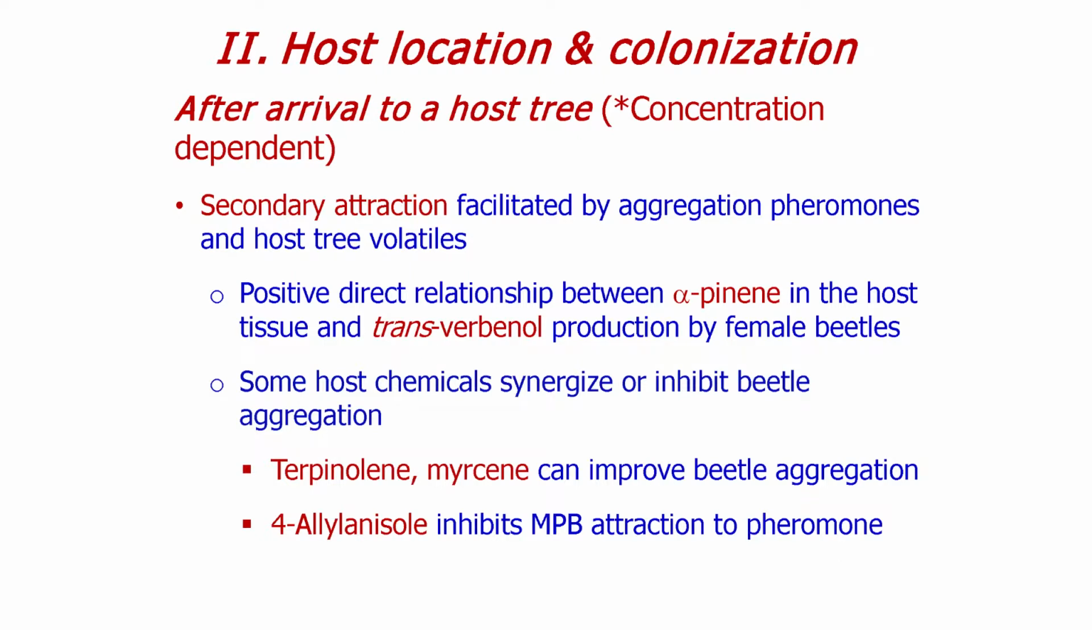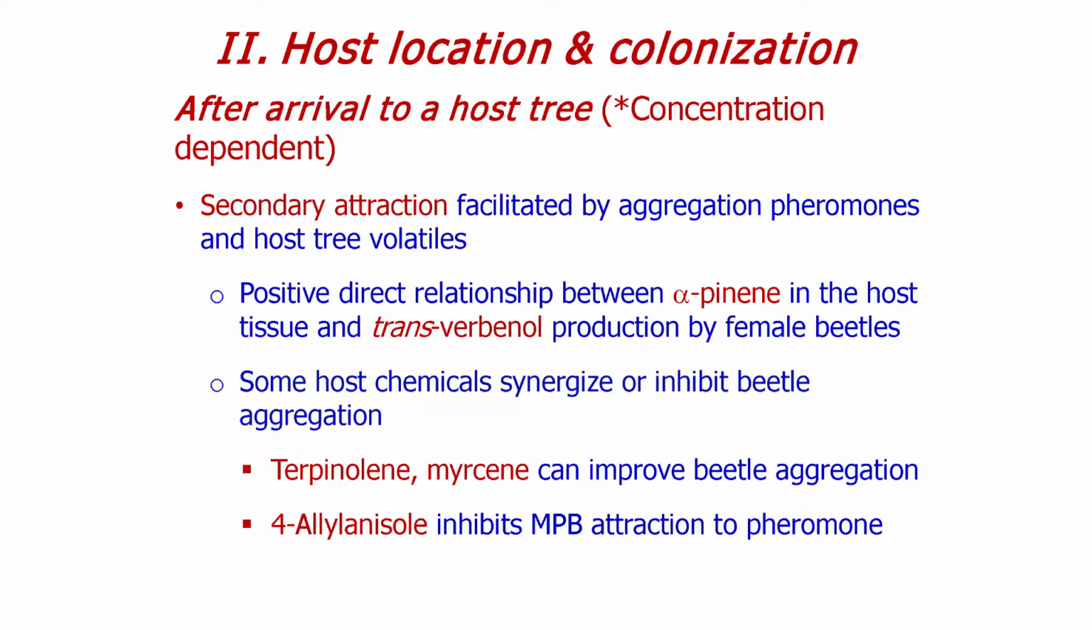Now, the beetles have landed on the tree. What are they going to do? This we call secondary attraction. This whole system is primarily driven by female beetles. They locate the most suitable tree, they enter the tree, and they start determining whether that tree is suitable or not. Based on that, they produce pheromone or not.